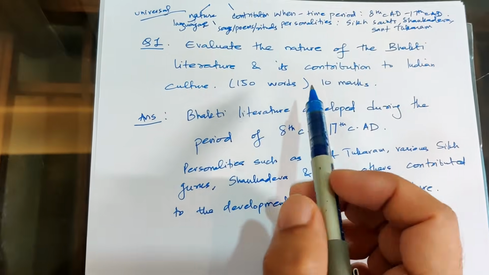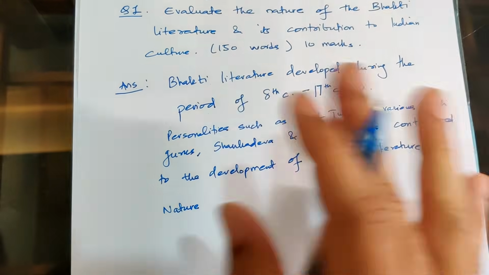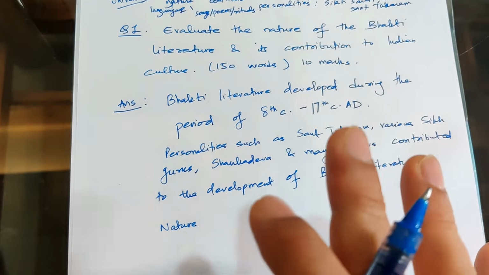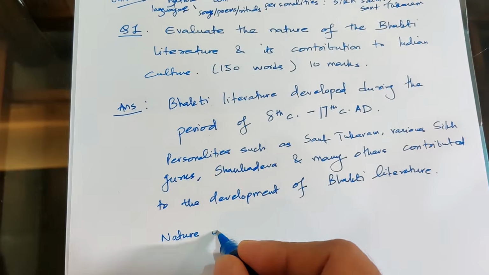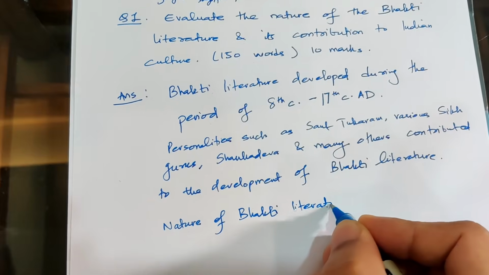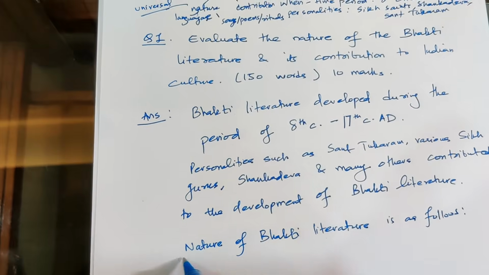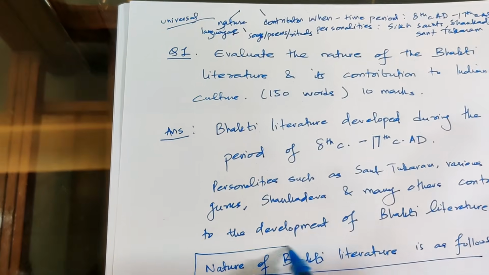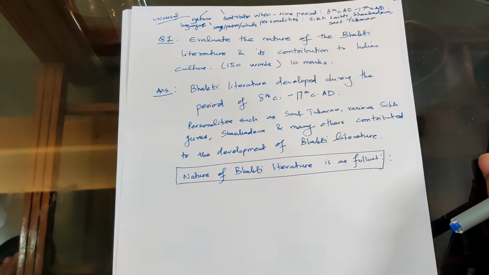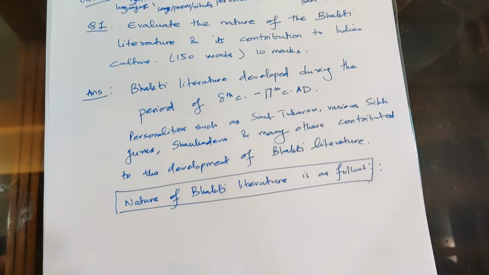Now I told you what are the keywords: nature and contribution. So nature and contribution will be separate, and you should separate it out. It will become easier for you to answer it also, and you will probably get more marks also. Nature of Bhakti literature. I normally box it also sometimes so that I can draw the attention of the paper checker to what I have written here. All right.